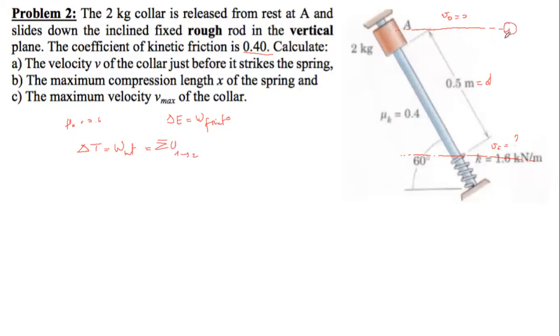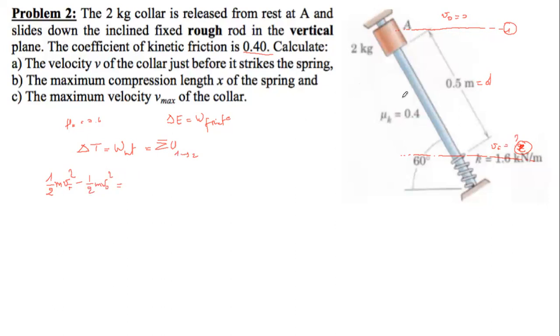This is the initial state, and this is the final state for state 2. Change in kinetic energy is equal to net work. So what is change in kinetic energy? It's half mass V final squared minus half mass V initial squared, which is 0, is equal to net work.